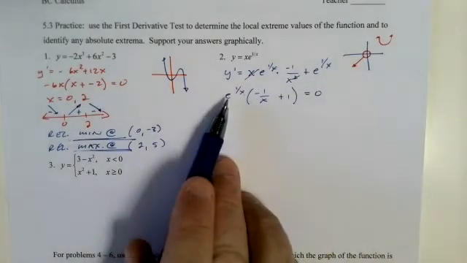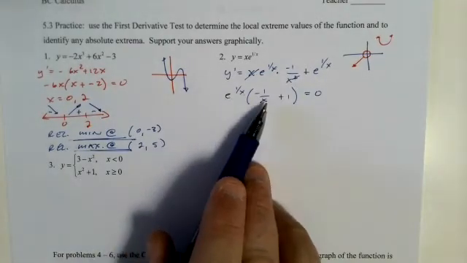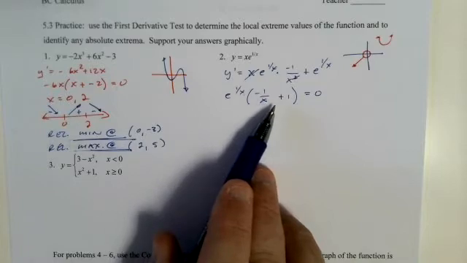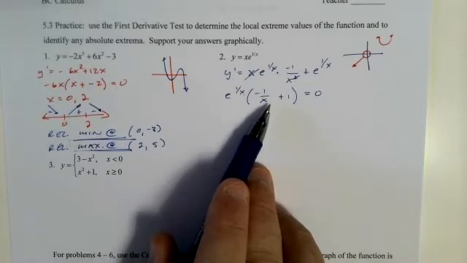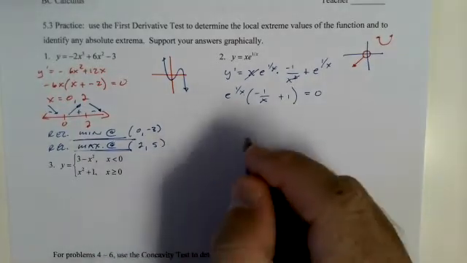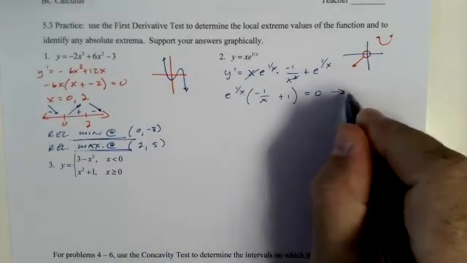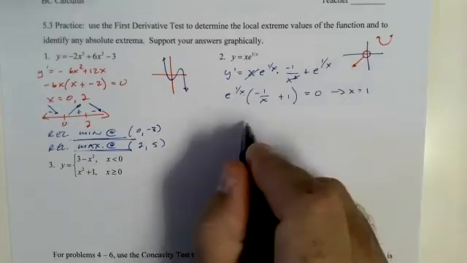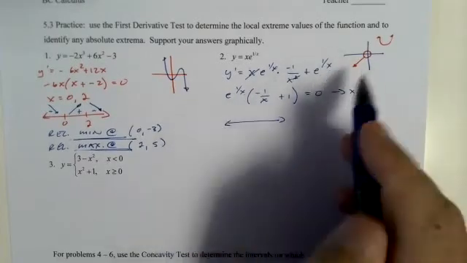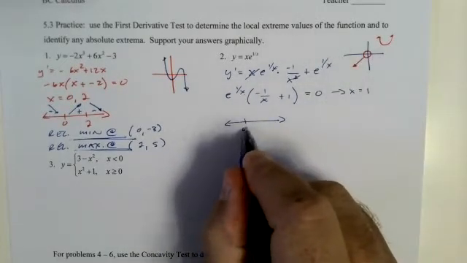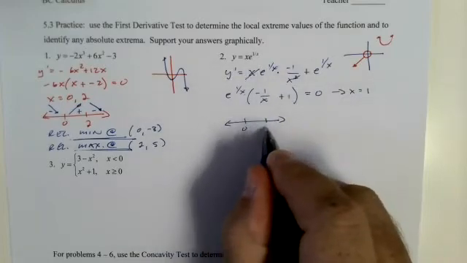This can never equal 0, this always equals positive. Never equals 0. -1 over x plus 1 equals 0. 1 over x equals 1. X equals 1. Now we got a point of interest here at 0. We got to check that out because that causes problems.